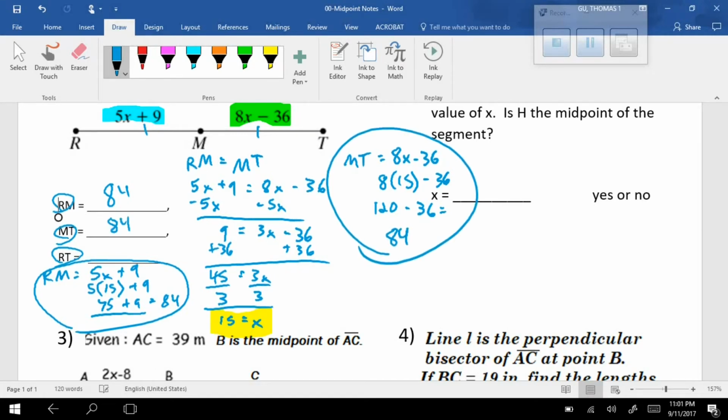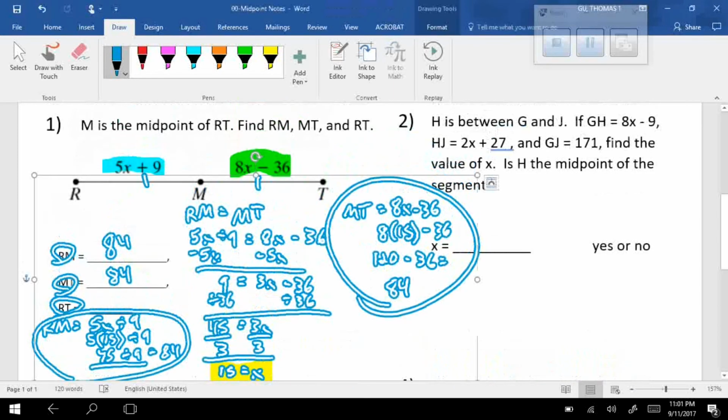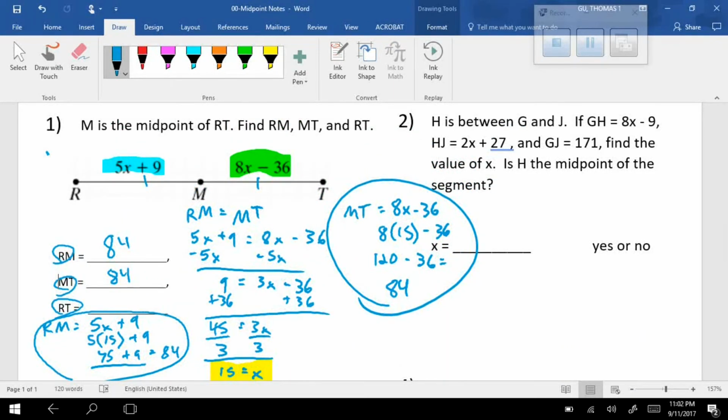That only makes sense, right? M is the middle, the midpoint. So RM must equal MT. That's part of our rule up there. And so if RM is 84, MT's gotta be 84. Otherwise, M wouldn't actually be the midpoint. It wouldn't be the middle.